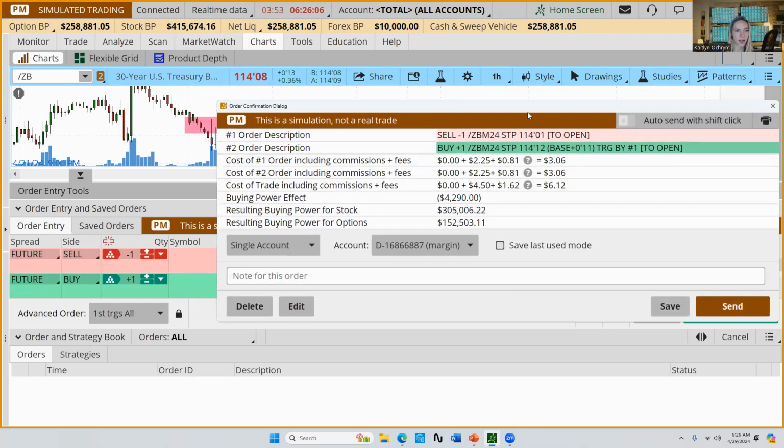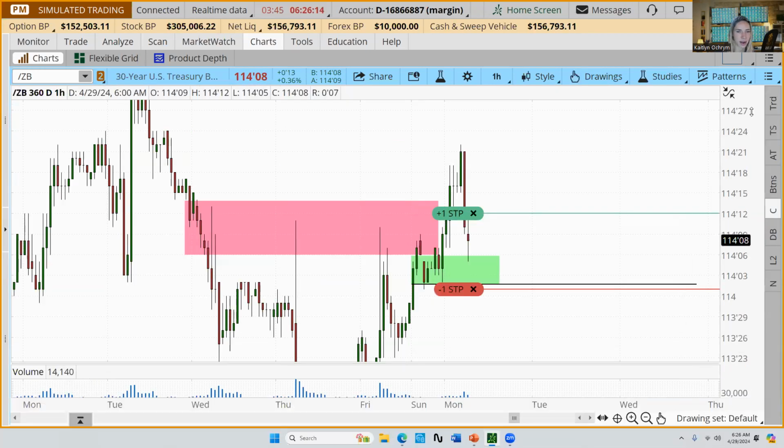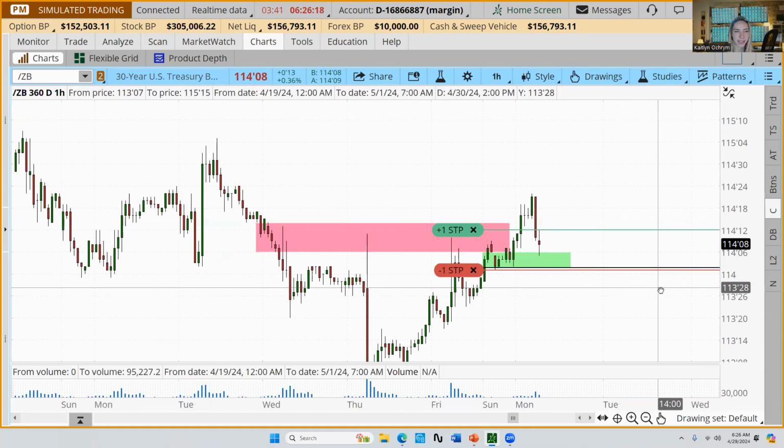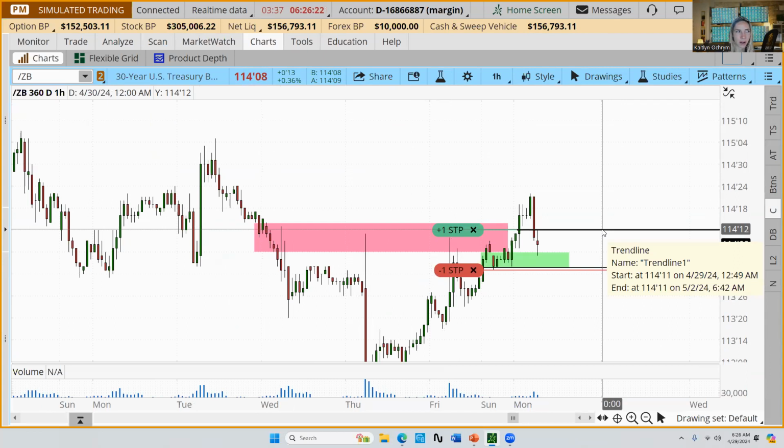Okay. So sell stop for breakout trade 114.01, buy stop 114.12. I'll send that out. So let's see, how much risk is that? 114.01 to 114.12.